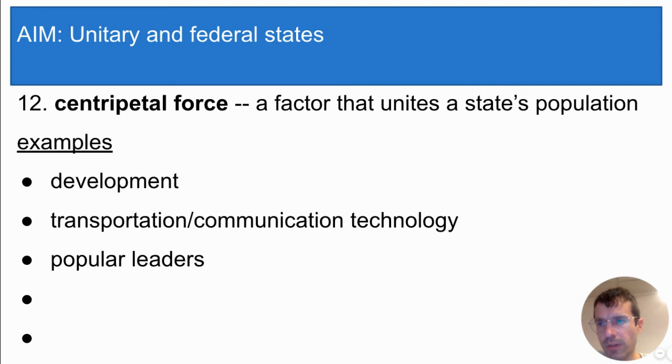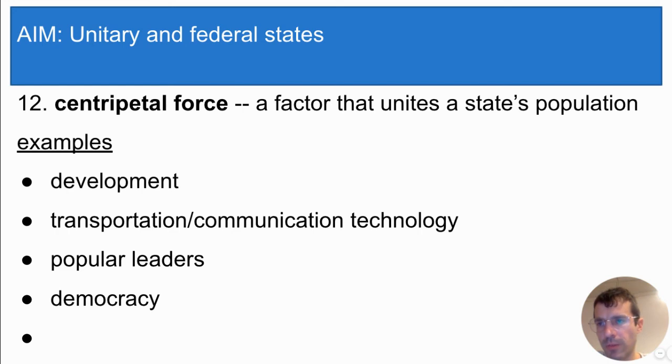Popular leaders can unify a country by gaining the support of people across regions regardless of their differences. And you saw that in the last unit with Marshal Tito in Yugoslavia. Democracy unifies regions by allowing people in all areas of the country to have a voice in making the decisions that affect them.